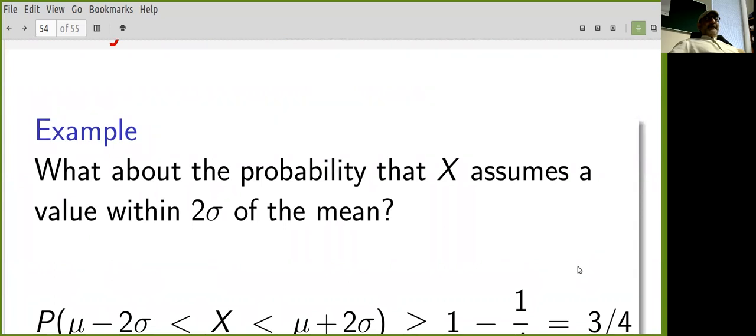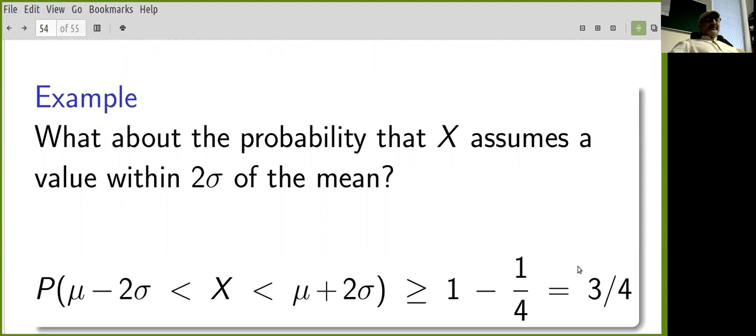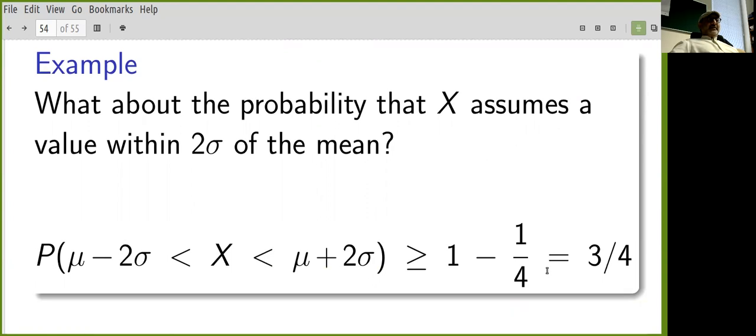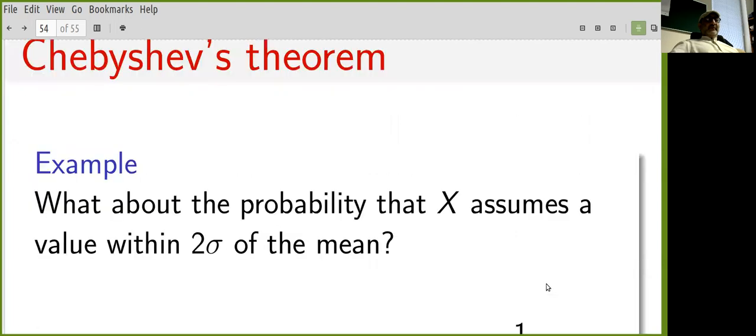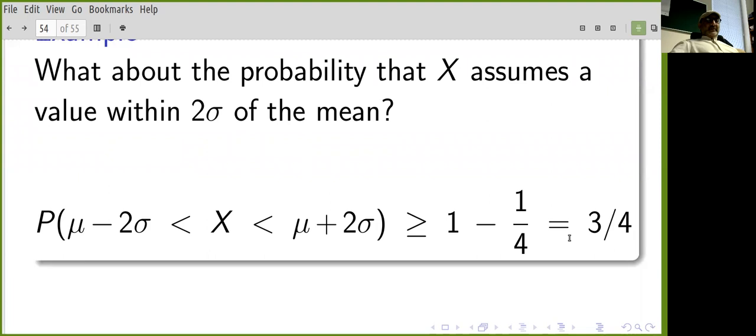We already knew that. What about the probability that x assumes a value within 2 sigma of the expectation? The probability that x lies between the expectation minus 2 sigma and the expectation plus 2 sigma is greater than or equal to 1 minus 1 over 2 squared by Chebyshev's theorem, and that's equal to 3/4. For any random variable, the probability that something lies within 2 standard deviations of the expectation is bigger than or equal to 3/4. For some random variables it will be exactly 3/4, for some it will be bigger than 3/4, but it will never be less than 3/4.